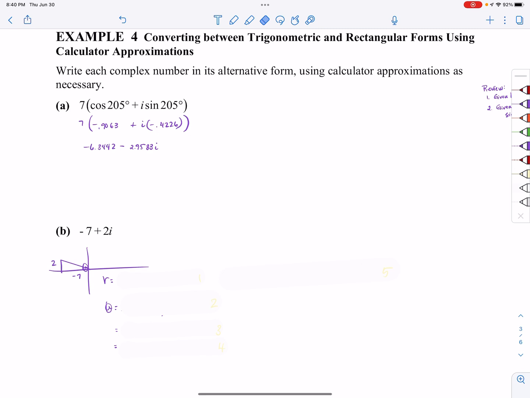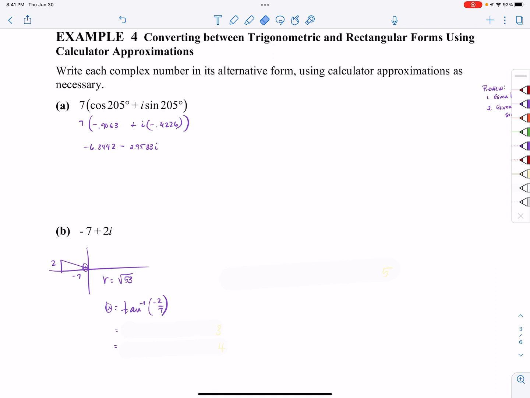It says write the complex number in its alternative form. So if it's in trig form, write it as rectangular form. If it's rectangular form, write it in trig form. Mine was in trig, so now I'm writing it as rectangular. Notice here I have legs, I have rectangular. So anytime you have legs, draw a picture. So that's what I have first. Use the Pythagorean theorem here to find my radius. Now, this is not a normally memorized unit circle value, so we'll go ahead and use our calculators.